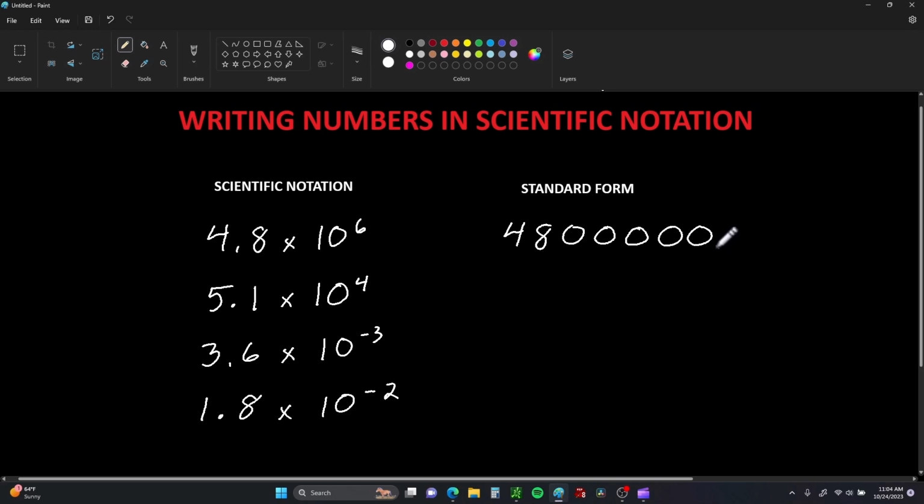You can check it by, how would you get 4.8? You can check it by moving the decimal to the left here. 1, 2, 3, 4, 5, 6. This one's correct.